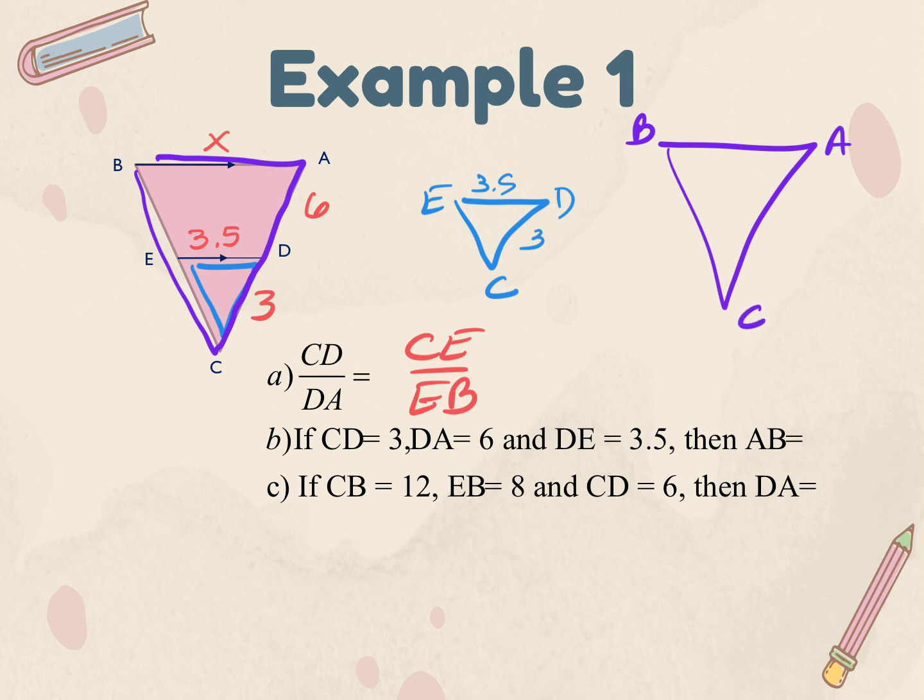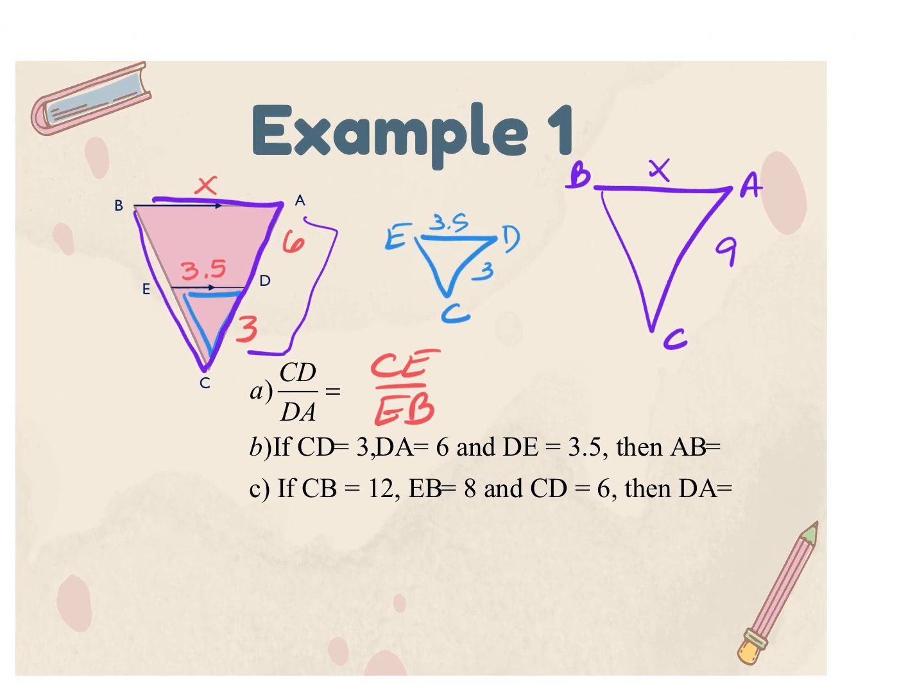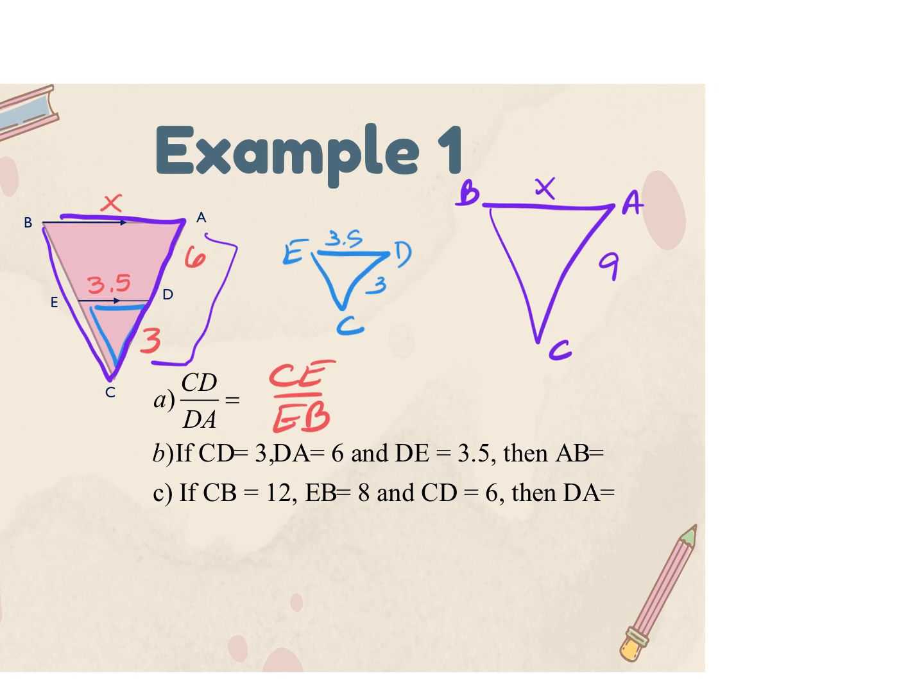BAC, and on this one, what I can do is find the length of AC here by adding 6 plus 3, and it's 9, and I don't know AB. And this is what they're asking me to try to find. So I'm going to go ahead and set up my proportion. This is for part B. I'm using my prior knowledge and matching the corresponding sides.